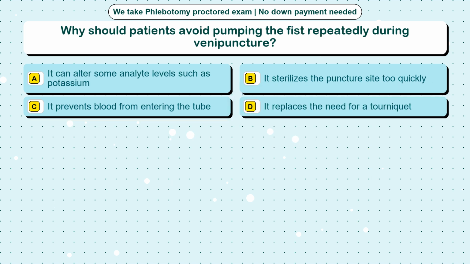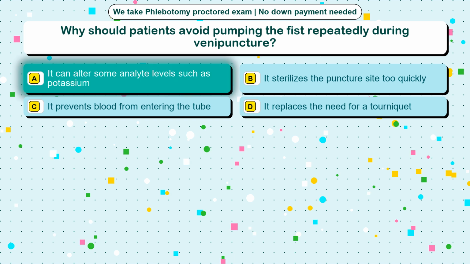Question 55. Why should patients avoid pumping the fist repeatedly during venipuncture? Option A. It can alter some analyte levels such as potassium. Option B. It sterilizes the puncture site too quickly. Option C. It prevents blood from entering the tube. Option D. It replaces the need for a tourniquet.